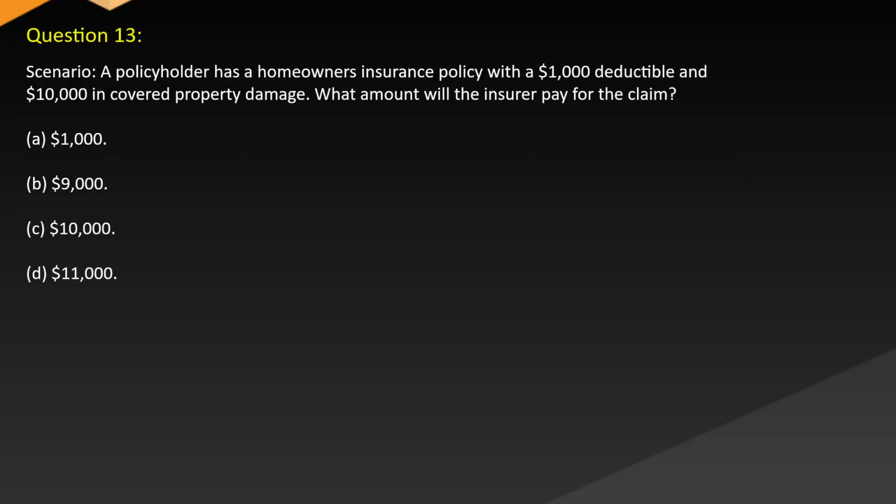Question 13. Scenario. A policyholder has a homeowner's insurance policy with a $1,000 deductible and $10,000 in covered property damage. What amount will the insurer pay for the claim? A. $1,000. B. $9,000. C. $10,000. D. $11,000.